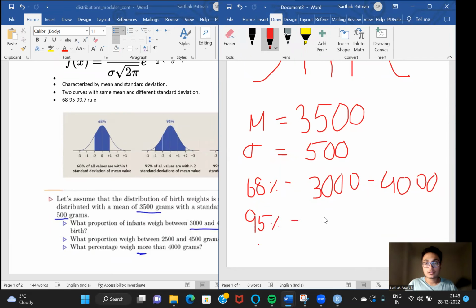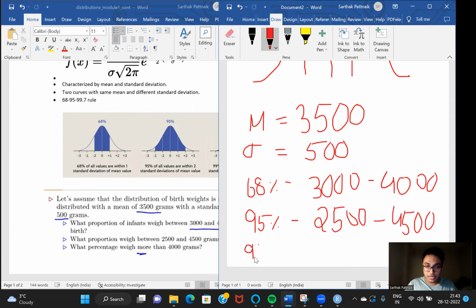%, between 2,500 and 4,500. How did we get this? 3,500 minus twice into 500, which is 1,000.